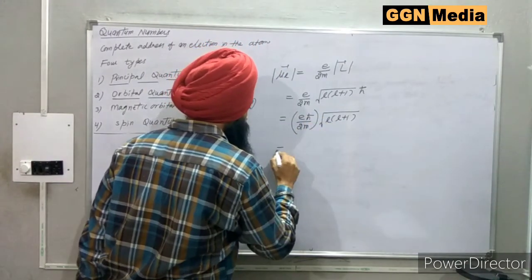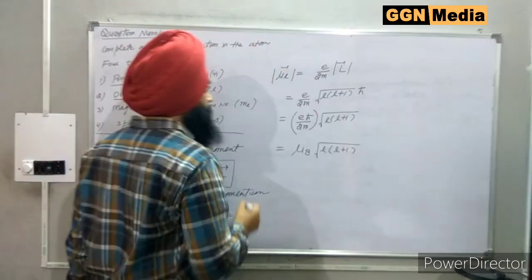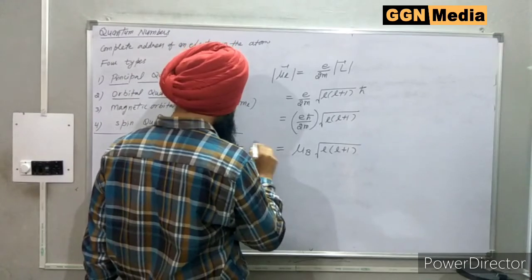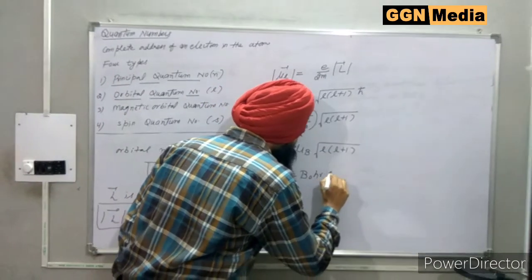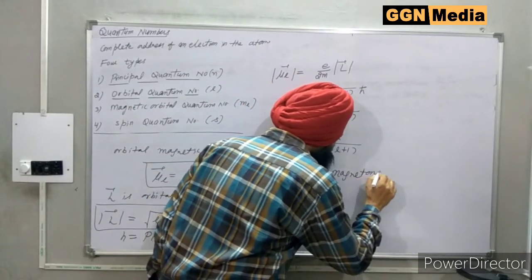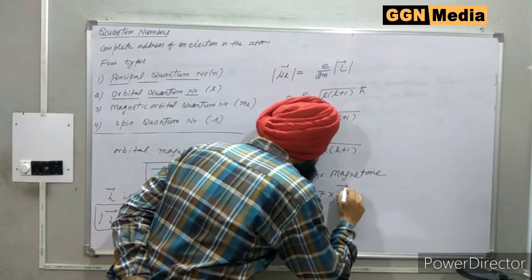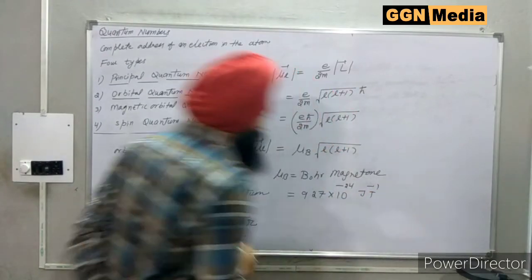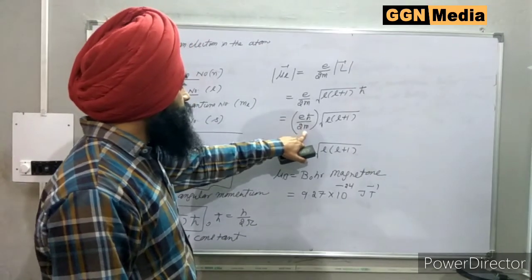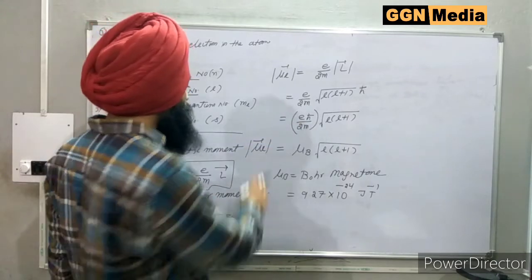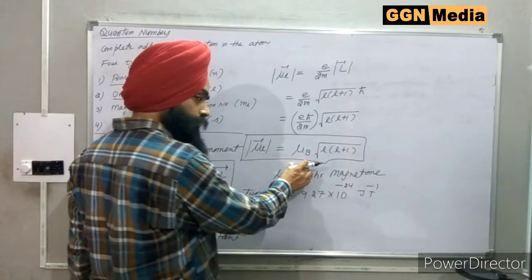This thing combined is called mu B. This mu B is the Bohr magneton. Its value is 9.27 into 10 to the power minus 24 joule per Tesla. Its value is e h cut upon 2m, and the magnitude of mu L is equal to mu B into square root of L into L plus 1. You have to remember this formula also. We will use it further.